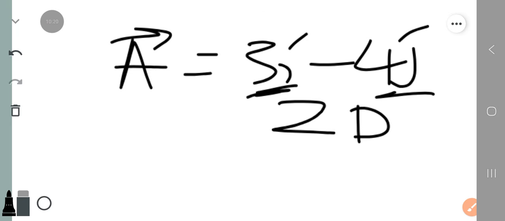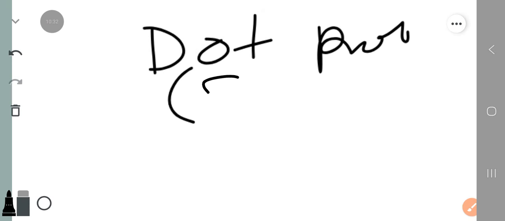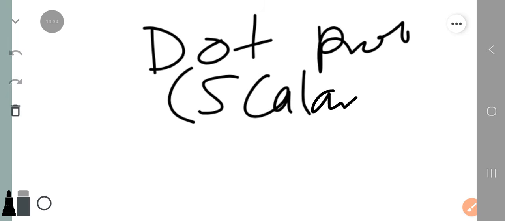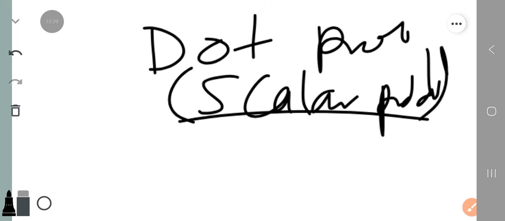Now, since we know the unit vectors, let's see how we can multiply vectors. Dot product. The dot product of vectors is also known as the scalar product. Why is it called scalar product? It is called scalar product because when you multiply 2 vectors, the answer that you get is a real number. Remember, scalar means number. It's a constant number. It has no units.